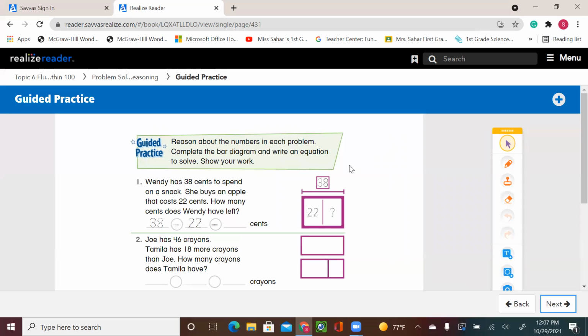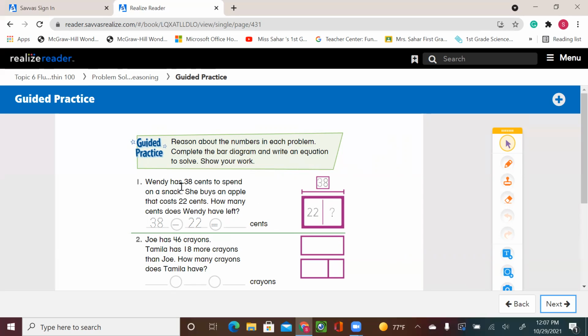Reason about the numbers in each problem. Complete the bar diagram and write an equation to solve. Show your work. So we're going to be using the bar diagram, which is easier for us because I know which information is missing, what information we have, and then we know what we're going to do.